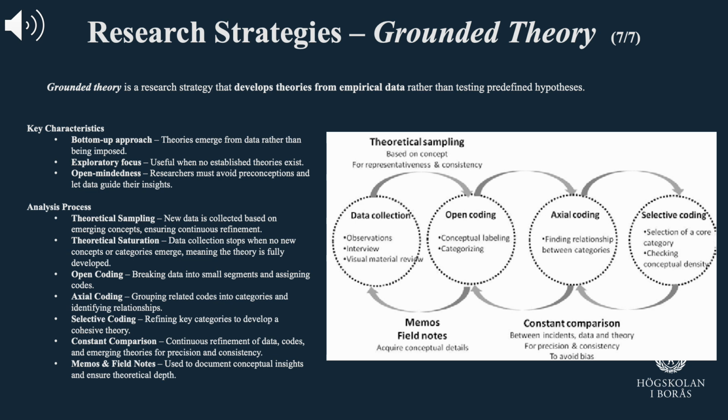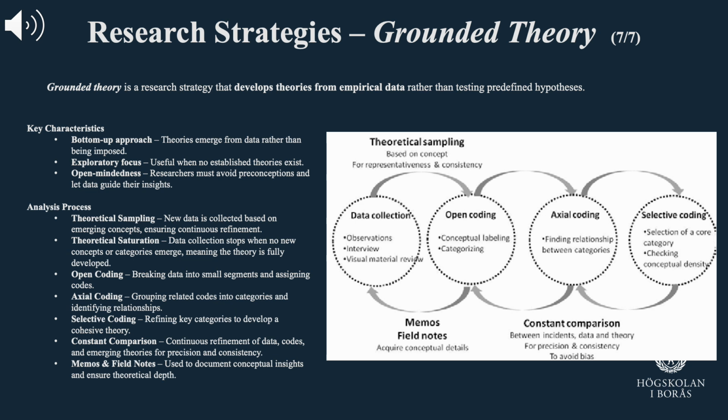Grounded theory also differs in its sampling approach. Instead of defining a sample at the start, researchers collect and analyze data iteratively, adjusting their focus based on emerging insights. This method, called theoretical sampling, means that researchers select additional data sources based on how they contribute to developing concepts and refining the emerging theory. Data collection continues until theoretical saturation is reached, meaning no new concepts or relationships are found.